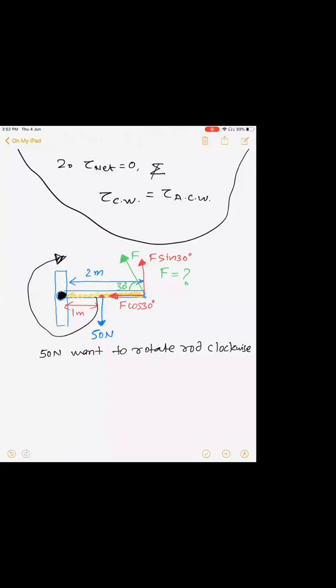And this is the clockwise direction. And how does F sin 30 want to rotate it? Anti-clockwise. Correct. F sin 30 wants to rotate it anti-clockwise, and F cos 30 cannot rotate it. So now let's write the net torque equation first.